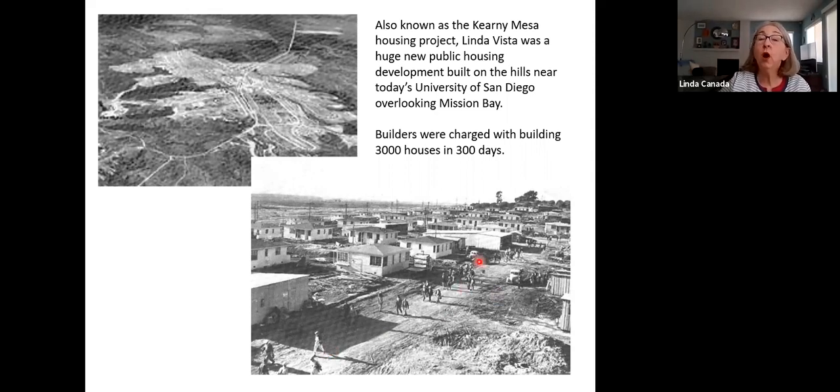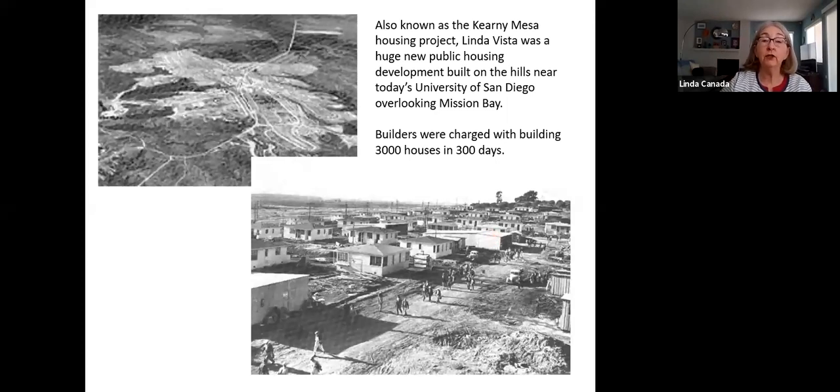Now, you had to be qualified to live at this plant. You had to either be a member of the military, or you had to be an electrical, a gas line worker, a utility worker. So these were necessary industries, and those were who got the first choice to live in the community of Linda Vista.